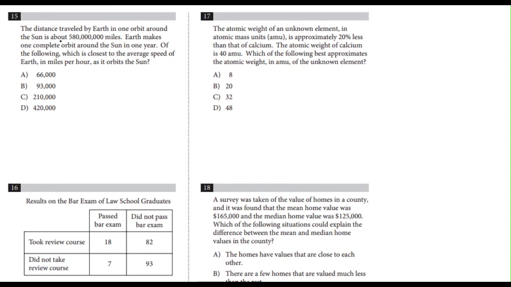Number 15. The distance traveled by Earth in one orbit around the Sun is about 580 million miles. Earth makes one complete orbit around the Sun in 1 year. Of the following, which is closest to the average speed of Earth in miles per hour as it orbits the sun? So what we're looking for is the speed of the Earth in miles per hour.